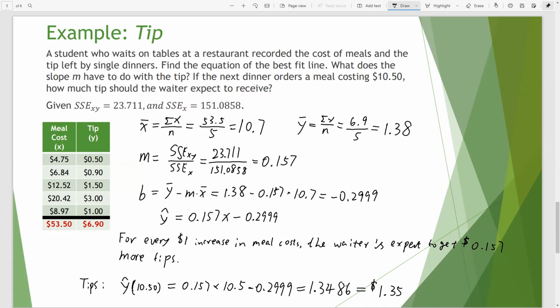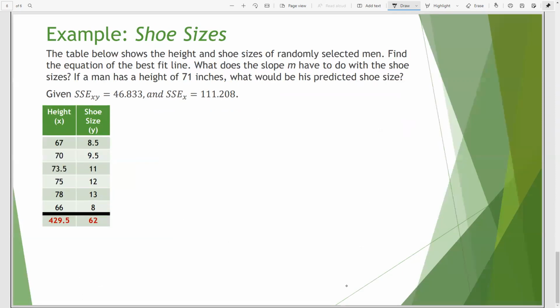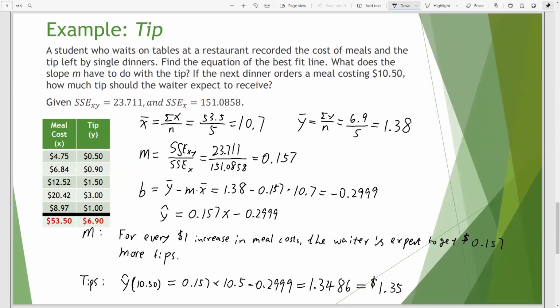All right, so that's this question. We have the best fit line, we have the meaning of the slope, and then we have the expected tips. Use your own wording. I expect everyone's wording will be a little different from others, not exactly the same. Okay, let's see the next question.